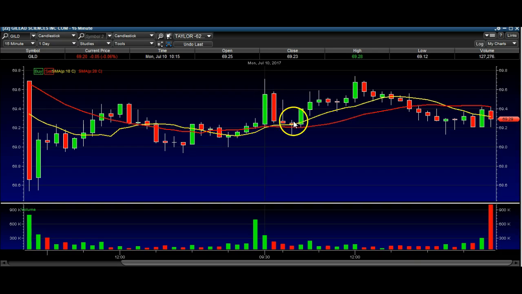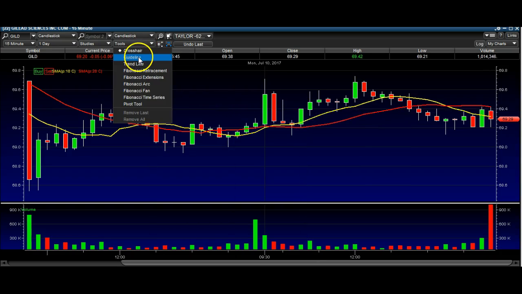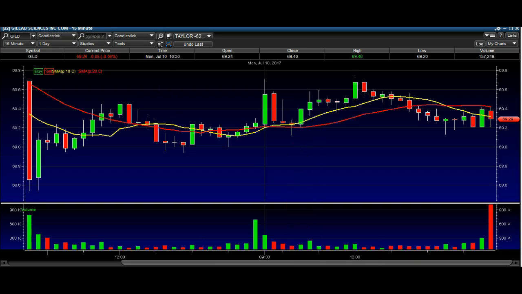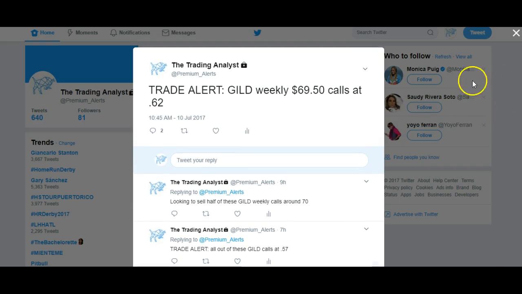I don't get into the exact strategy, that is for members only, but we got long on this candle on the retrace, right around 69.40, with some weekly calls. I'm going to show you that alert. Some weekly calls were alerted at the $69.50 weekly call strike at 62 cents, and these are alerted via text message as well.